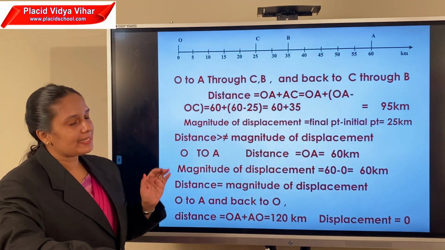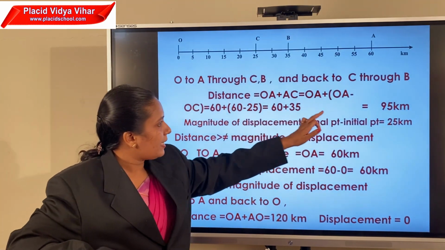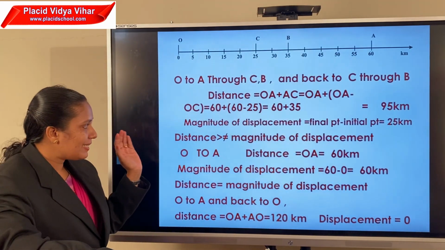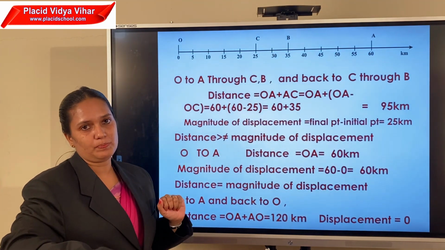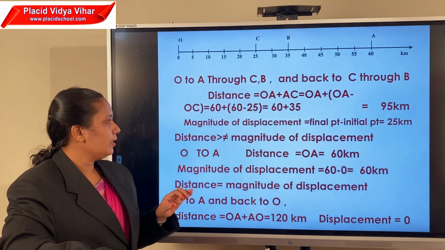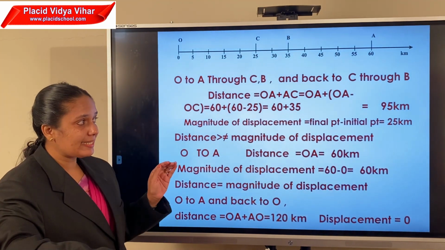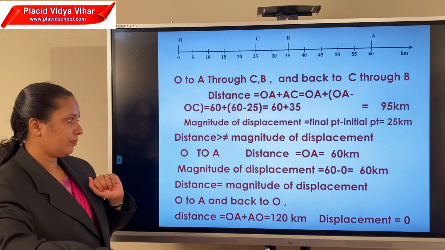So from this example we can conclude 95 kilometer is not equal to 25 kilometer. That means the distance is not equal to the magnitude of displacement. Then also we can prove the magnitude of displacement is less than the distance traveled by the body.